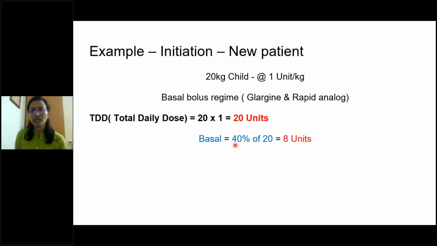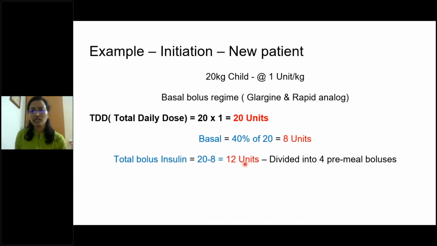You want to give 40% as basal. So 40% of 20 is 8 units, so your 8 units is basal. The remaining 12 units is your boluses, so you divide that into 3 or 4 pre-meal boluses.